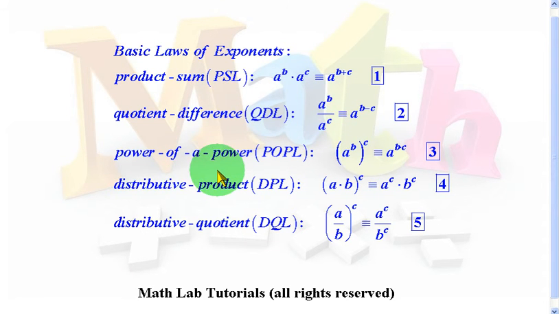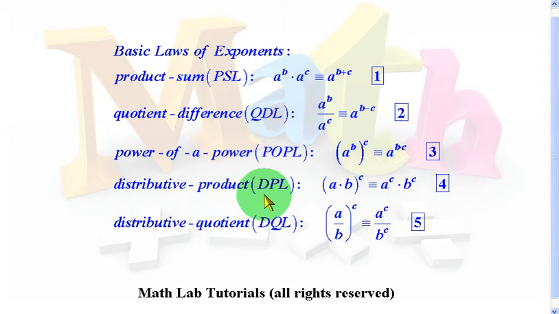The power of a power law, POPL, says that bracket a to the power b all to the power c becomes a to the power b dot c. Okay, so when you have a power and then you have an exponent on the outside, it becomes a product law for exponents. So you multiply the exponents together.